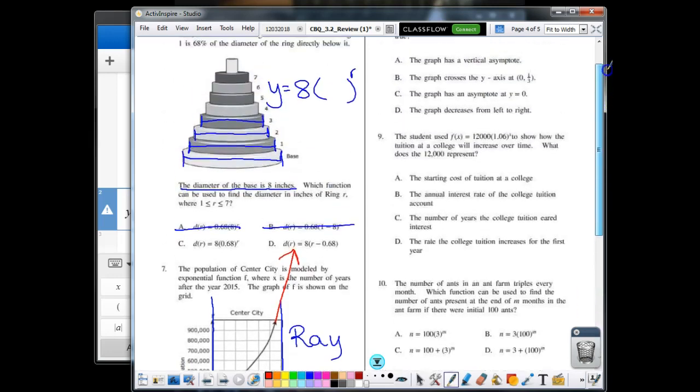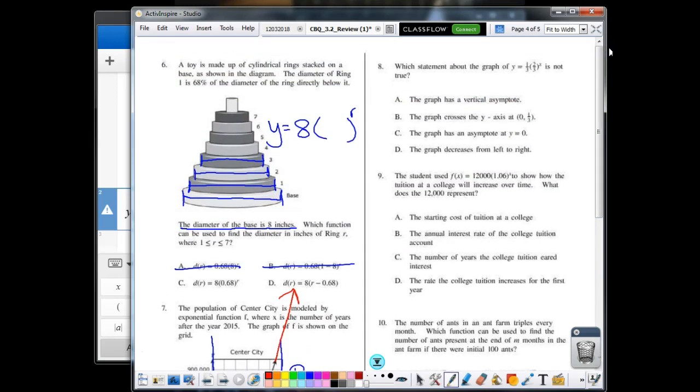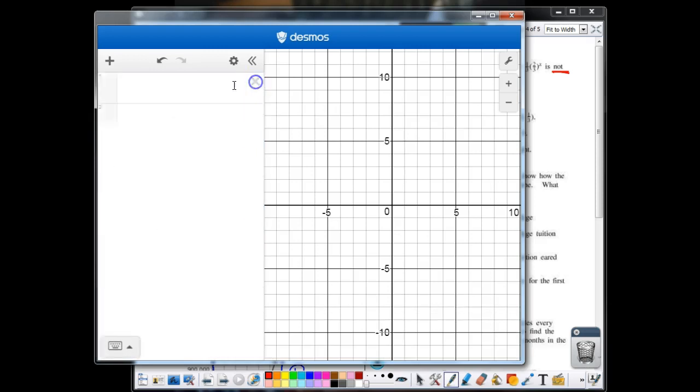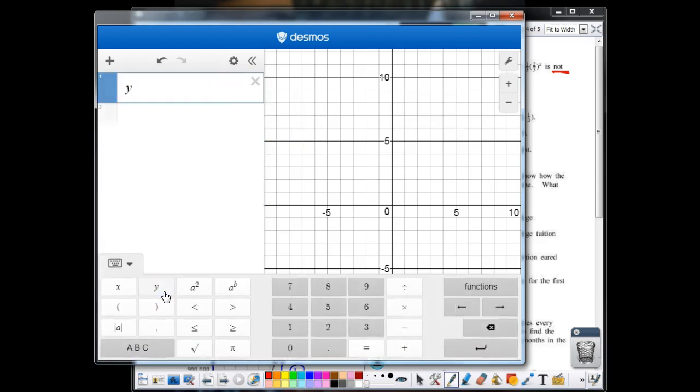So let's look at number 8. Which statement about the graph of y equals 1/3 times 2/3 raised to the x is not true? Not true. So yes, you would type that into Desmos, exactly how you see it. If you graph it, it should look like this. Y equals 1 divided by 3.